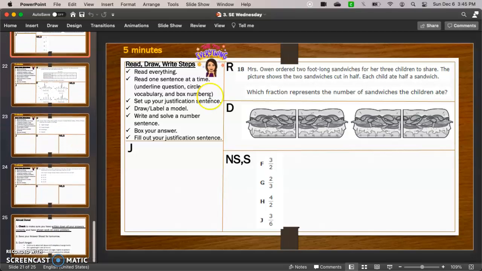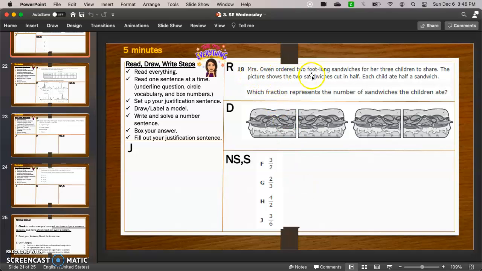Question 18. Mrs. Owen ordered a 2-foot-long sandwiches for her 3 children to share. The picture shows the 2 sandwiches cut in half. Each child ate half a sandwich. Which fraction represents the number of sandwiches the children ate? F. 3 over 2. G. 2 over 3. H. 4 over 2. J. 3 over 6. I'll repeat that question since I made a mistake.